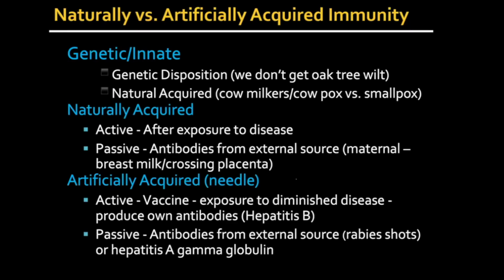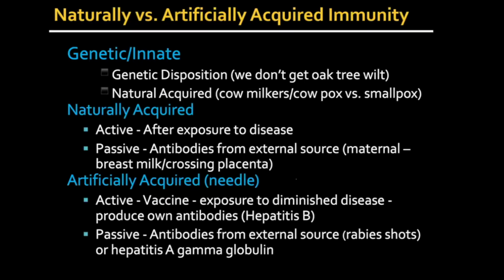Certain living things don't get certain diseases. For example, people don't get oak tree wilt. Just genetically, we can't get oak tree wilt. Oak trees can't get rabies. And that's just because of the genetic disposition. That's just innate. That's just how we are. That's in our genes and so forth.